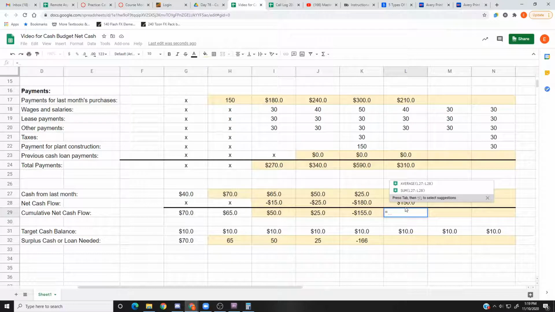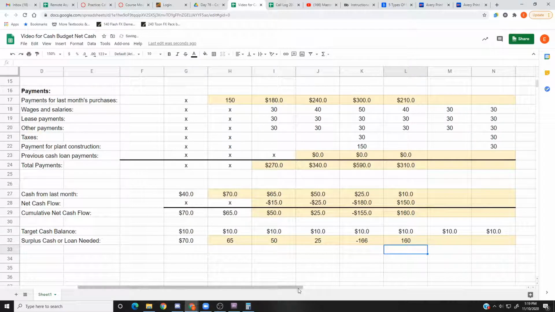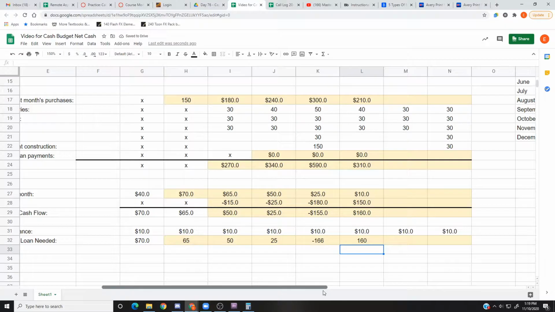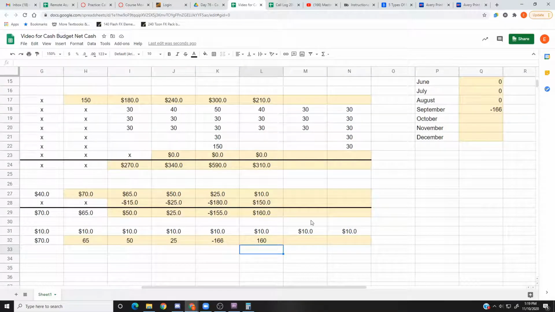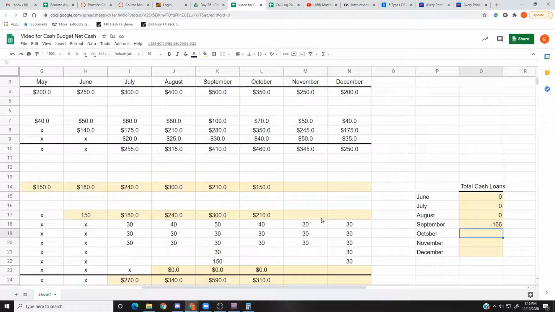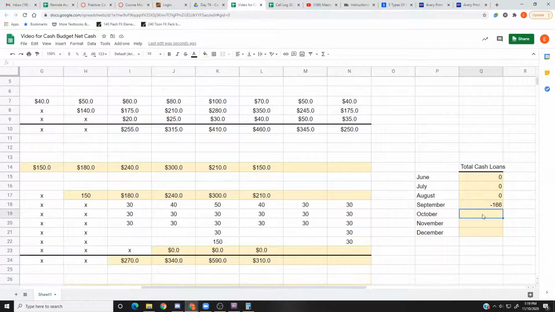Well, I have 160 if you add those two up. I need at least 10. I have 160, so I'm good. Okay, now we now have 160. Now I can't pay for that loan right now. I'm going to pay for it next month. This month I didn't have any cash. Next month I'm going to have 160. So I'm going to try to make a payment against this loan. Okay, and we're going to talk about that in a second when we get to the loan portion. Okay, so I still have negative 166 in the loans.